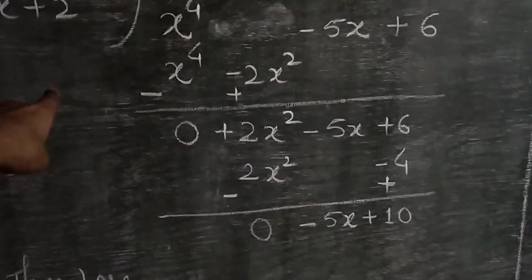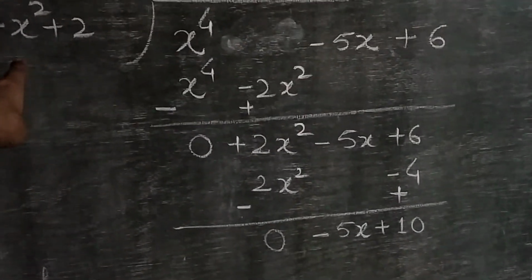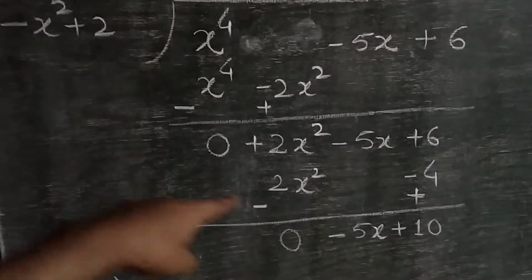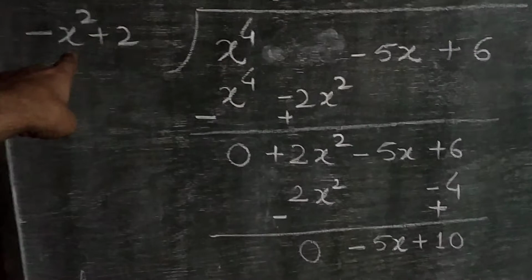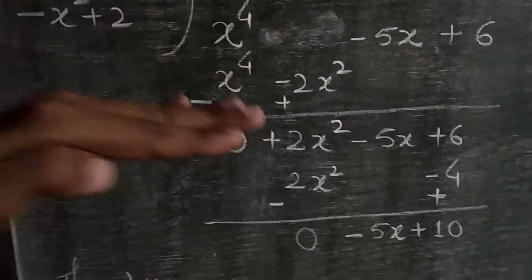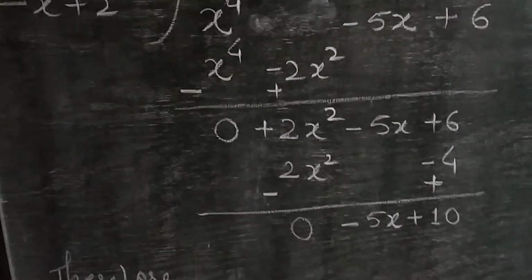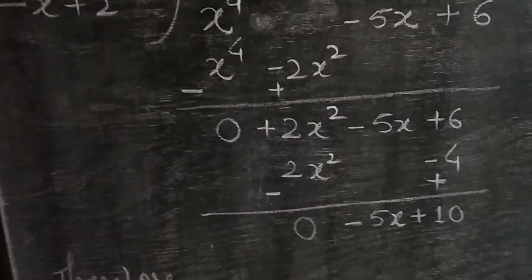Now observe the degree of the remainder and the degree of the divisor. The degree of remainder is less than the degree of the divisor. So we will stop this division process. So we are getting the quotient and the remainder.